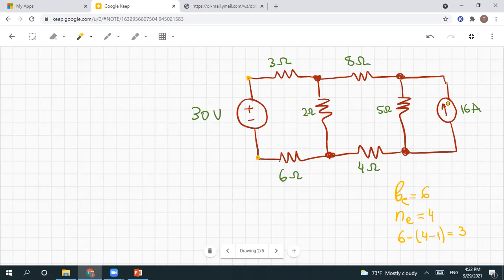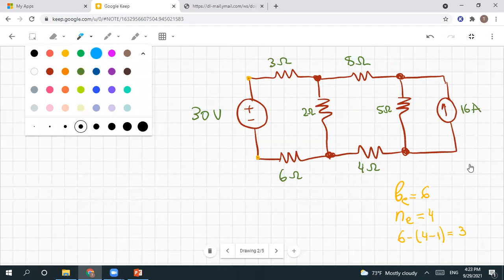So here we have a special case. Here we have a current source that is connected between 2 essential nodes, and that is in the perimeter of a mesh. So it is not in between 2 meshes. If it were here or here, it would be another issue, and then you need to use a super mesh. But once this current source is in the perimeter of the mesh and it is not common with another mesh, then this is a special case that will reduce the number of equations for us.